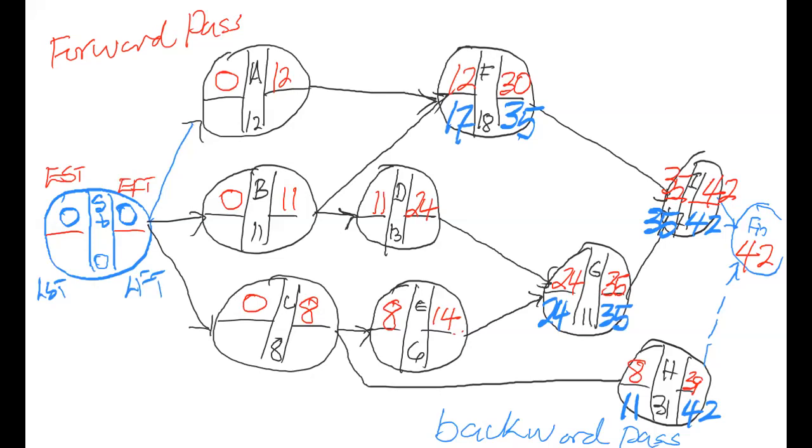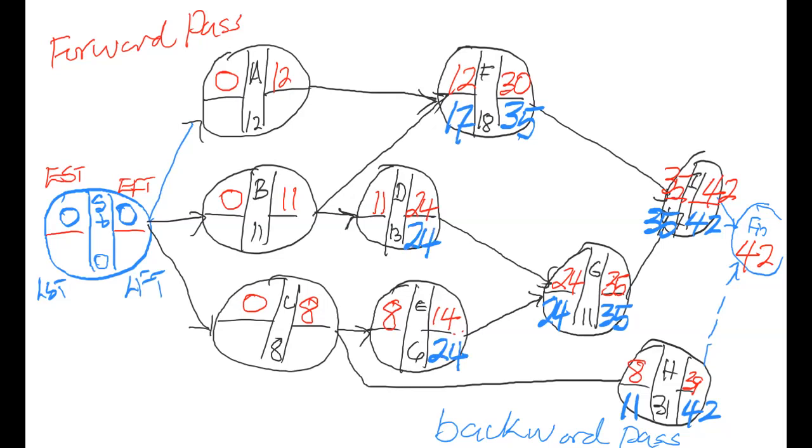Good. Now, from G, we go to E and D. Why are we going to E and D? Because a line came in from D and a line came in from E into G. So you're going backwards. So you take the blue 24 and you walk backwards. And where we see the late finish slot for E, we place that 24. And where we see the late finish slot for D, we place that 24.